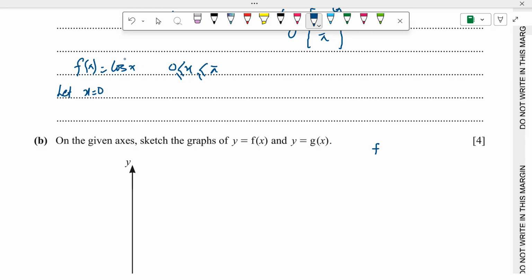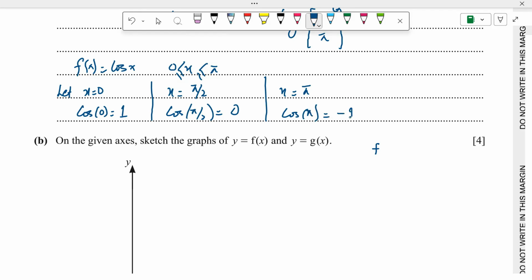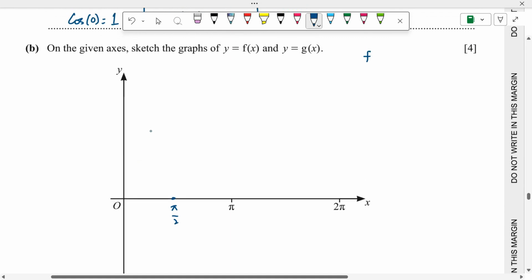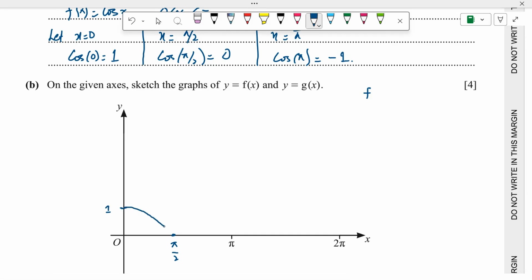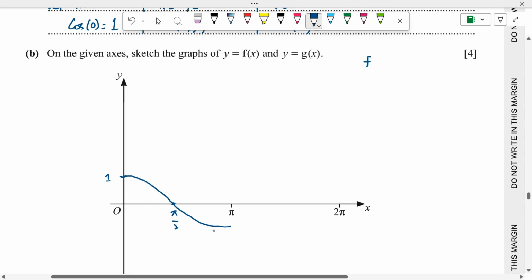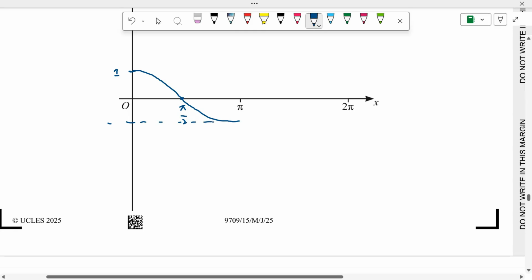When x is equal to 0, cos of 0 is equal to 1. When x is equal to pi by 2, cos of pi by 2 is equal to 0. When x is equal to pi, cos of pi is equal to negative 1. This is pi by 2, and when x is 0, cos is 1, so the graph goes like this, and at x equals pi it is negative 1.